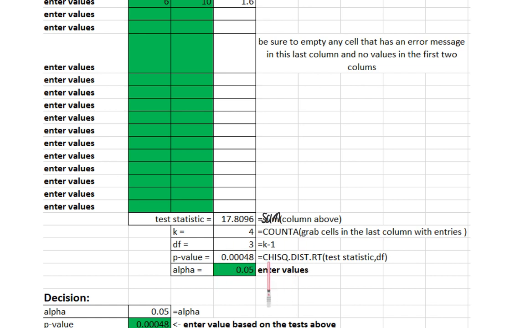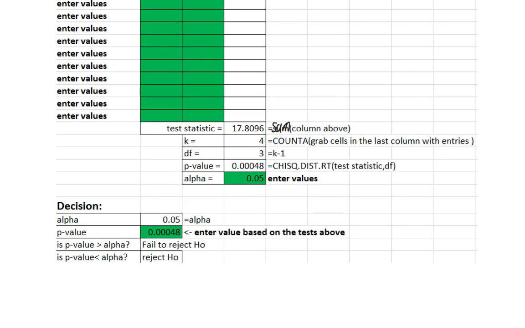And then I use the CHISQ.DIST.RT. I grabbed the cell that had the test statistic. I grabbed the cell that had the degrees of freedom. I entered my alpha, and then down here you can see I made the decision about to reject or fail to reject. So this tells me whether or not two things are matching in terms of distribution. We could use this if we believe something is a normal distribution. We can check it against what we would expect for a normal distribution.